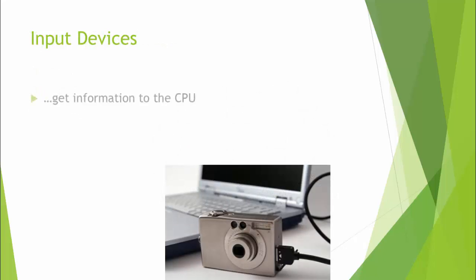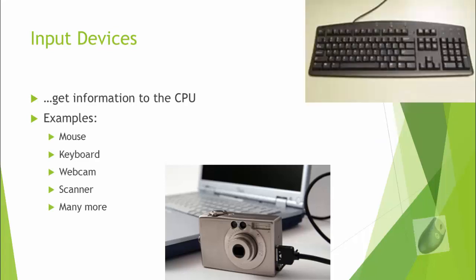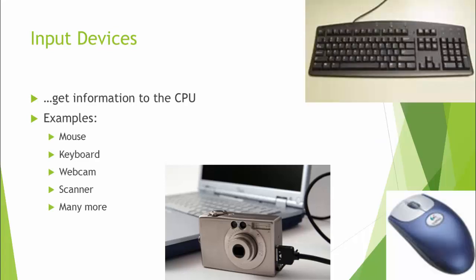All right, so input devices get information to the CPU. So we transfer information from the outside world to the computer. And examples of this, the classics, are the keyboard and the mouse. But there are lots of other ways to get information into a computer as well. Any kind of sensor, webcams, scanners, these things bring information into the computer.